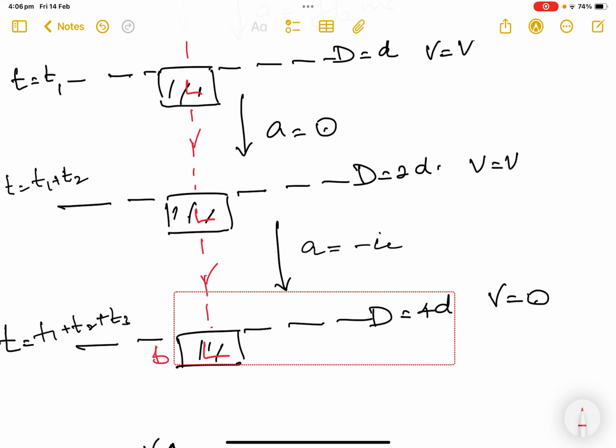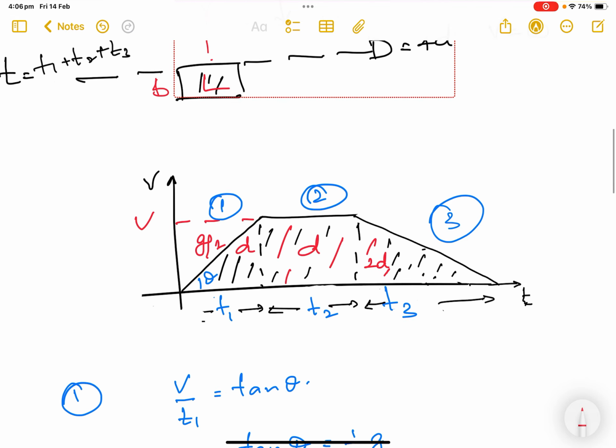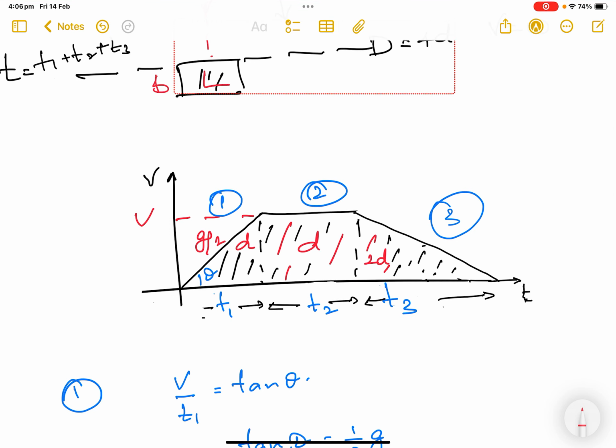So now we've been asked to draw a v-t diagram. The x-axis is time t, and v is the y-axis. The first portion of the travel is acceleration g over 2, so I just put theta. It's d distance, so the area of the triangle, because in a v-t graph the area under the curve is the distance, is d.